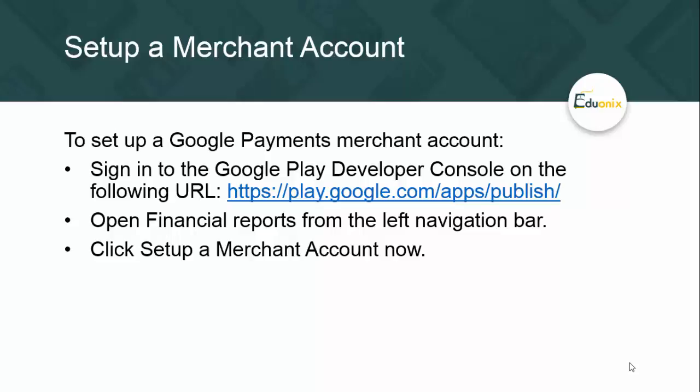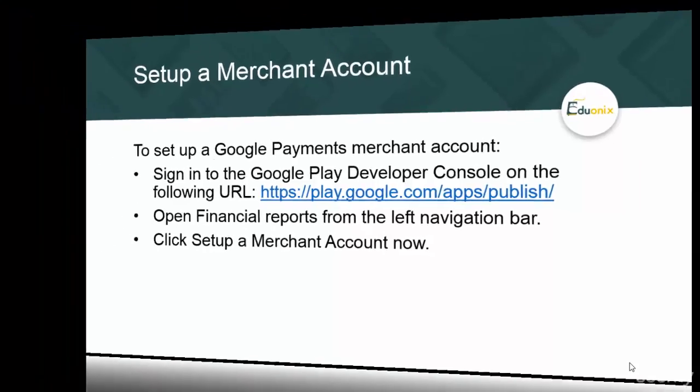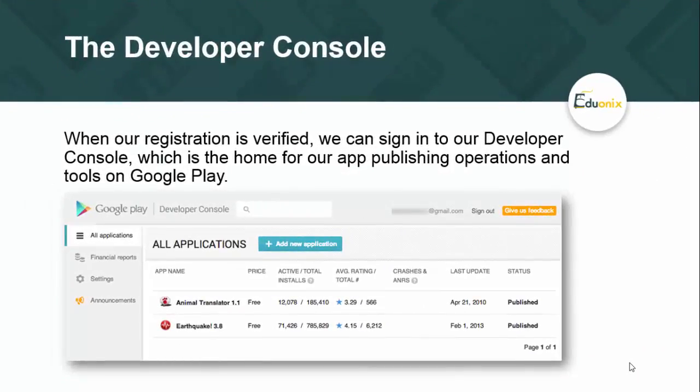To set up a Google Payments merchant account, sign in to the Google Play Developer Console in the following URL: https:/play.google.com/apps/publish. Open Financial Reports from the left navigation bar. Click Set up a merchant account now. You will be navigated to the Google Payments site. On this site, you will need to provide the information about your business to complete this step. On the next slide, we will learn about the Developer Console.